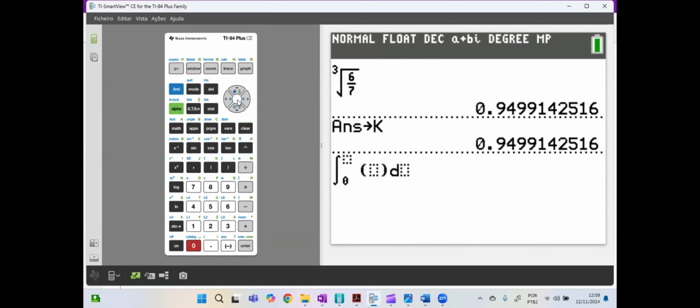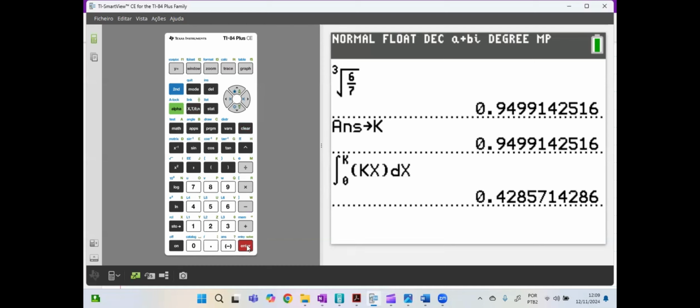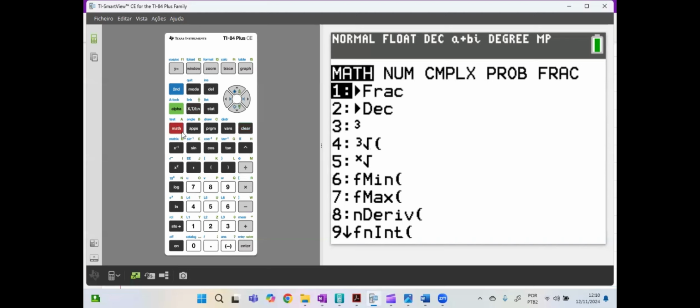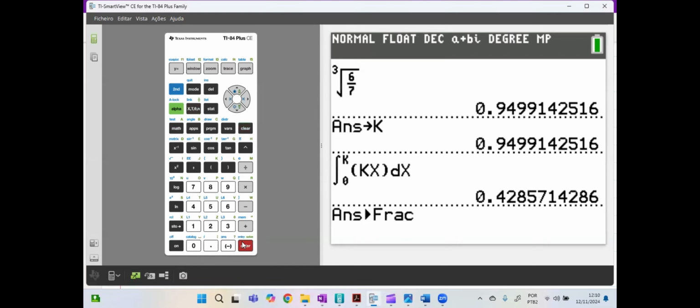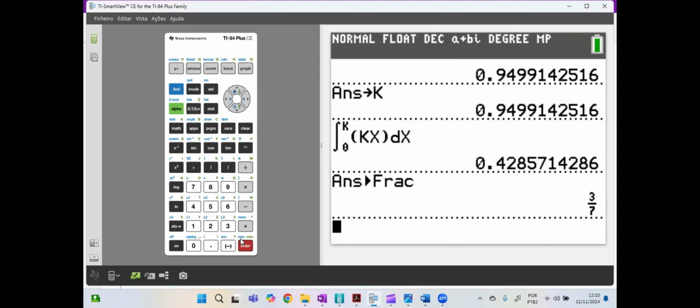So the integral from 0 to k of kx dx. Let's see if this value is greater than or less than 0.5. It's less than 0.5. If we want to find this value as a fraction, we use this option to convert the number to a fraction: 3/7.